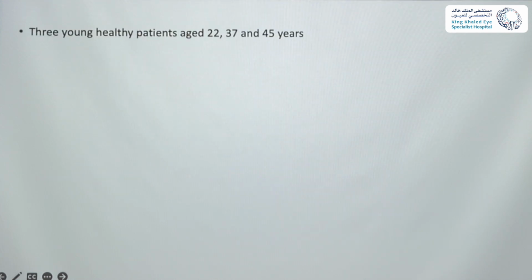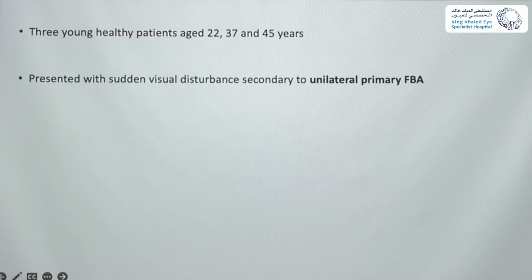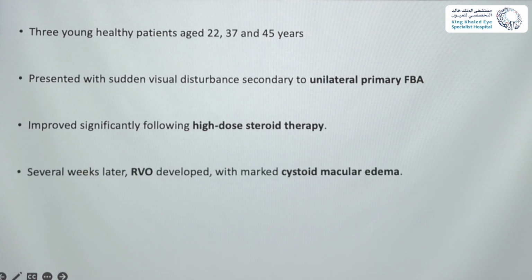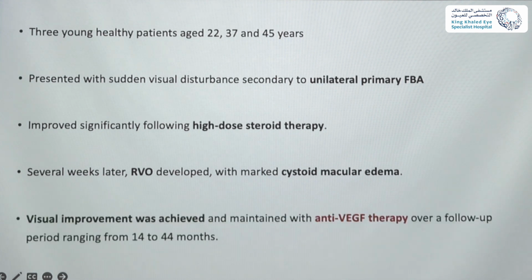So 3 young healthy patients, aged 22, 37, and 45, presented with sudden visual disturbance secondary to unilateral primary frosted branch angiitis. They improved significantly following high dose steroid therapy. Several weeks later, RVO developed with marked cystoid macular edema. The visual improvement was achieved and maintained with anti-VEGF over a period ranging from 14 to 44 months. In 2 cases, they used anti-VEGF treatment.